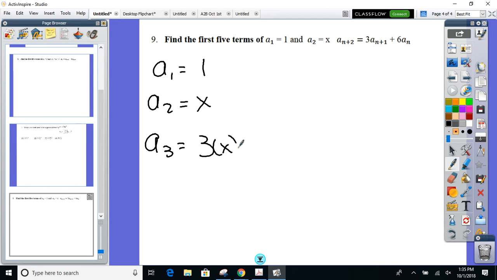X, plus 6 times the term n, so this would be the term before the previous one. So if x was my previous, what's the term before that one? So 6 times 1. So 3x plus 6.